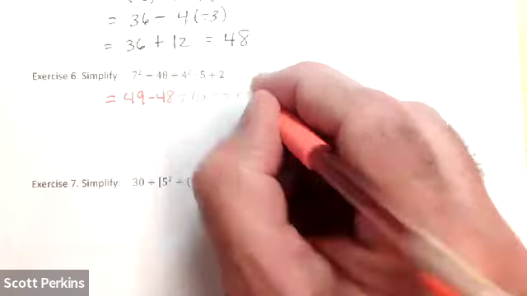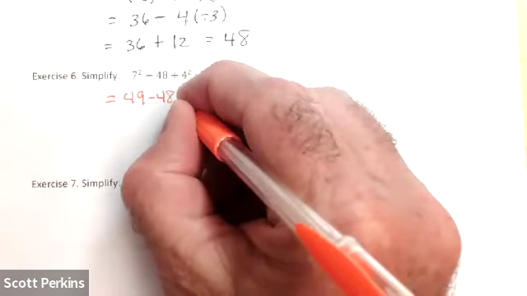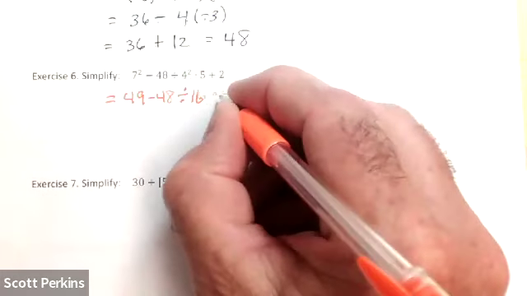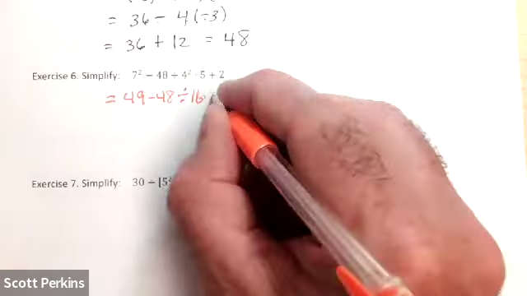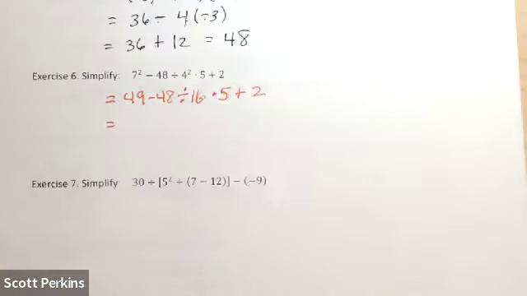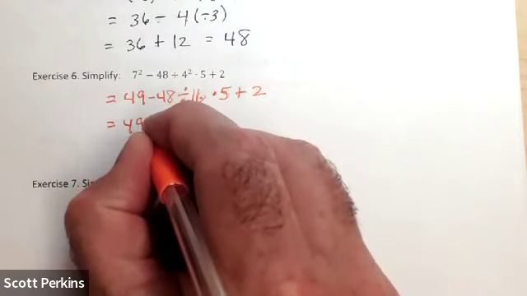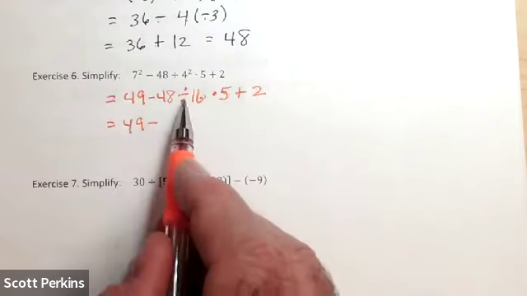And then plus 2. Uh-oh, this pen is not behaving. Let me come back here. So now we've got, I'm just making this look darker. 4 times 4 is 16 times 5 plus 2. Okie dokie. And so now we're going to go through to our multiplication and division. We're going to do it left to right. So I have 49 minus 48 divided by 16.